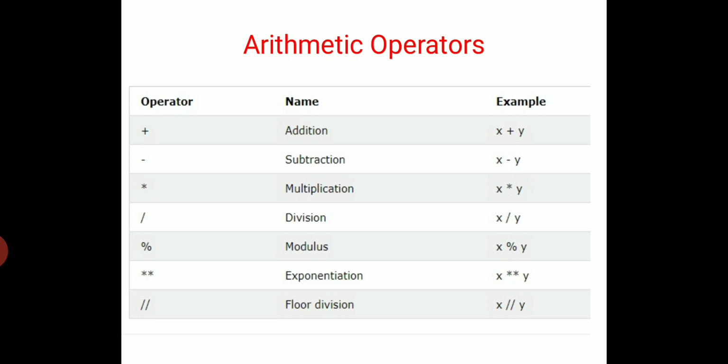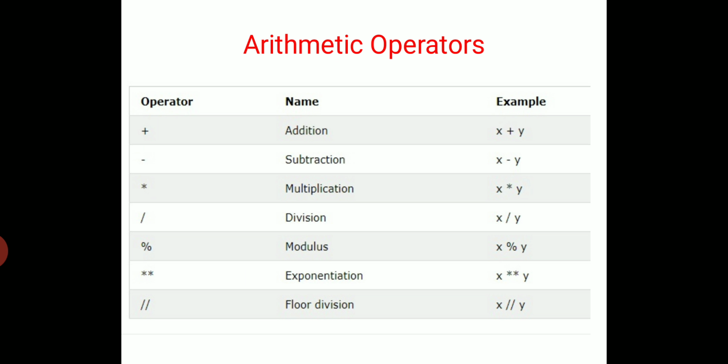Then in subtraction we can use the minus sign, x minus y. Similarly, for multiplication of the two operands we can use star, so it should be written as x star y. For division we can use the slash operator, so it should be written like x divided by y.